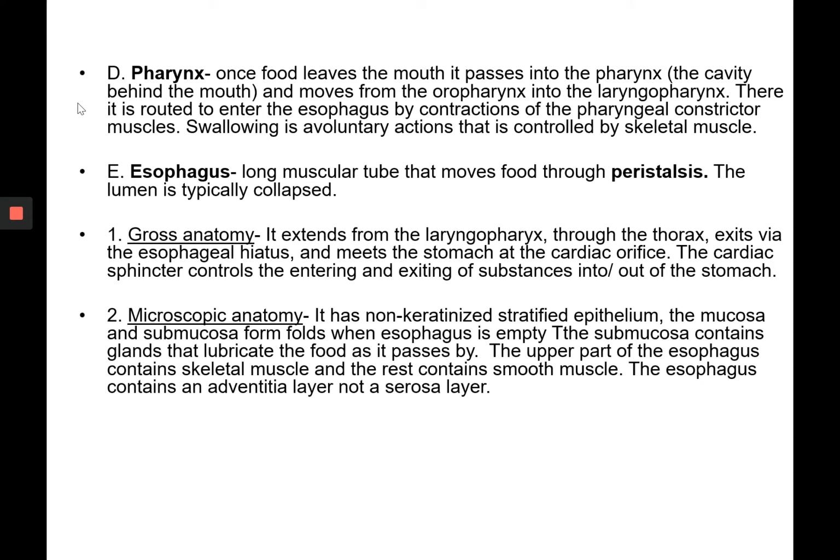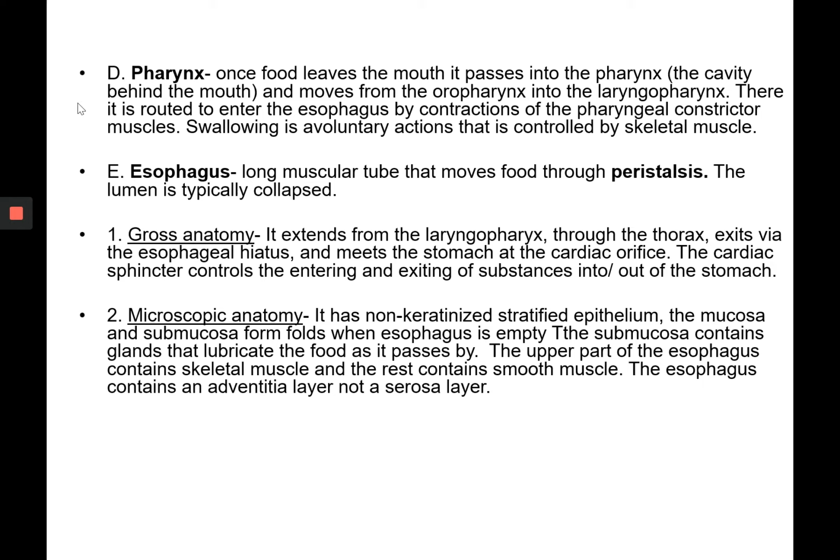It's much longer than the pharynx, and it's going to be able to use the muscles in its muscularis externa to perform peristalsis, which is contraction of adjacent segments that moves food from point A to point B. Here, point B is going to be the stomach. The esophagus will send food from the pharynx to the stomach.